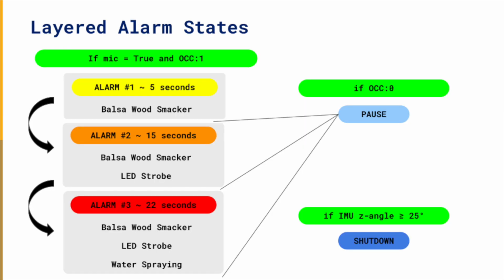Here's a little bit about our layered alarm states. The first alarm is a balsa wood smacker. The second alarm is a balsa wood smacker and an LED strobe. The third alarm also includes water spraying. If at any time the user gets up from the bed, there's a pause functionality to pause the system. Otherwise, if the door is open, it completely kills the system, and we can detect that using the IMU.